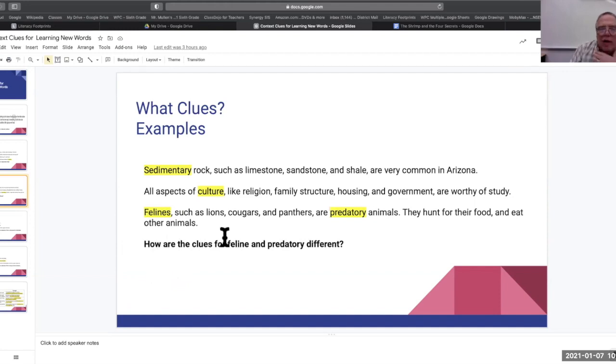Okay, I have two sentences here. And in each one of these sentences, felines, such as lions, cougars, and panthers, that's giving examples, are predatory animals. Right here, the second sentence defines what predatory means. They hunt for their food and eat other animals. You see?